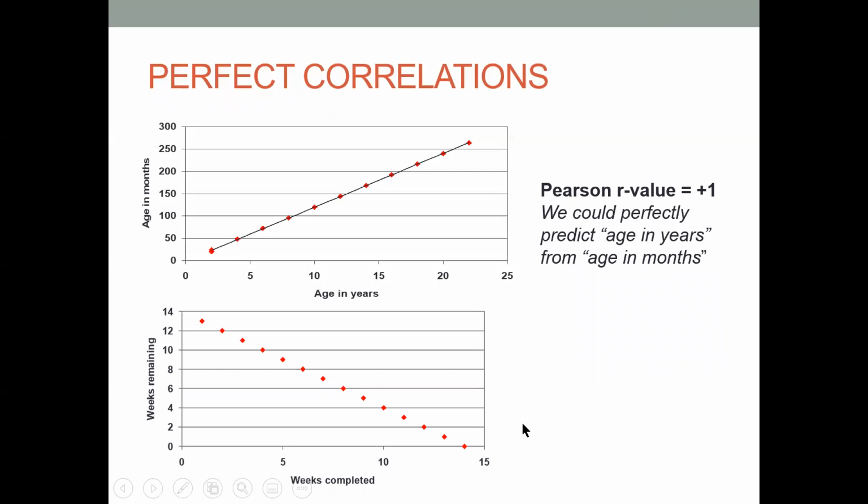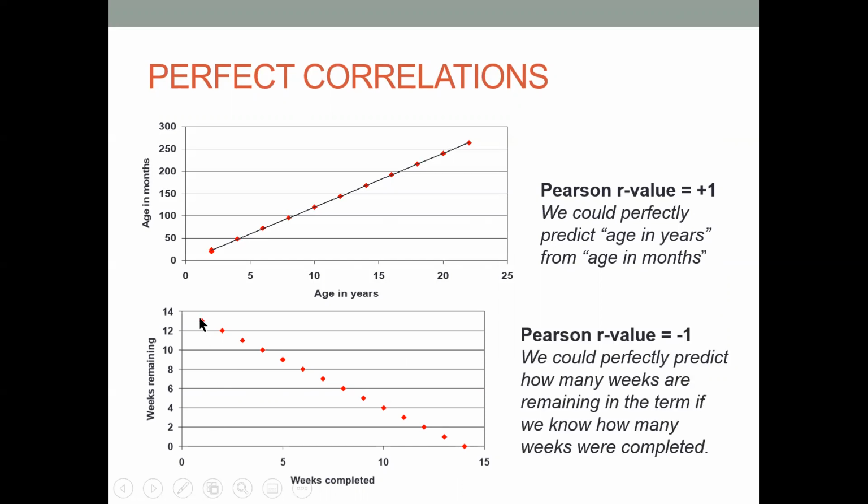Another example of a perfect negative correlation: the weeks completed in the semester and the weeks remaining in the semester. If I know how many weeks we've completed, I know exactly how many weeks are remaining. So again, this is a perfect correlation, and we would give it a score of -1, a perfect score.